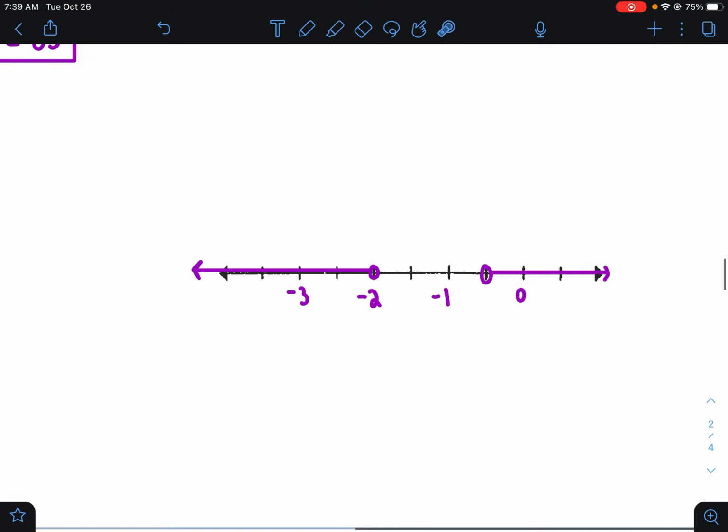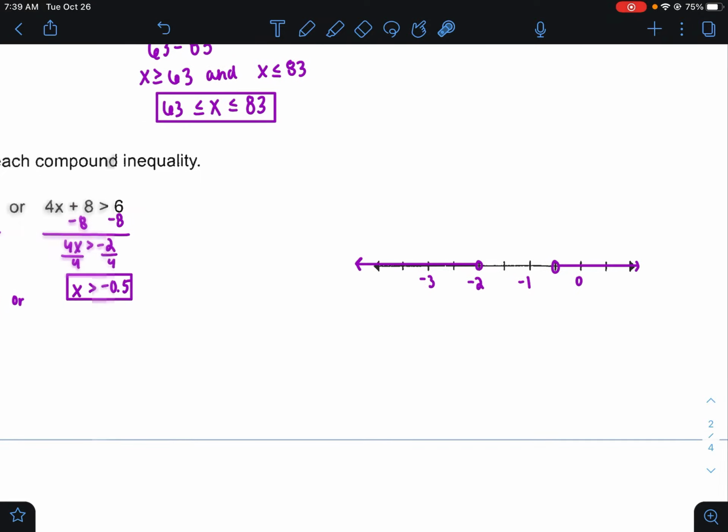Okay, so I went to my number line and I went up every 2 by a value of 1. I don't necessarily care, your number line just has to make some sense here. It has to go up by the same increments every time. All right, so negative 2 less than, and negative 0.5 greater than.